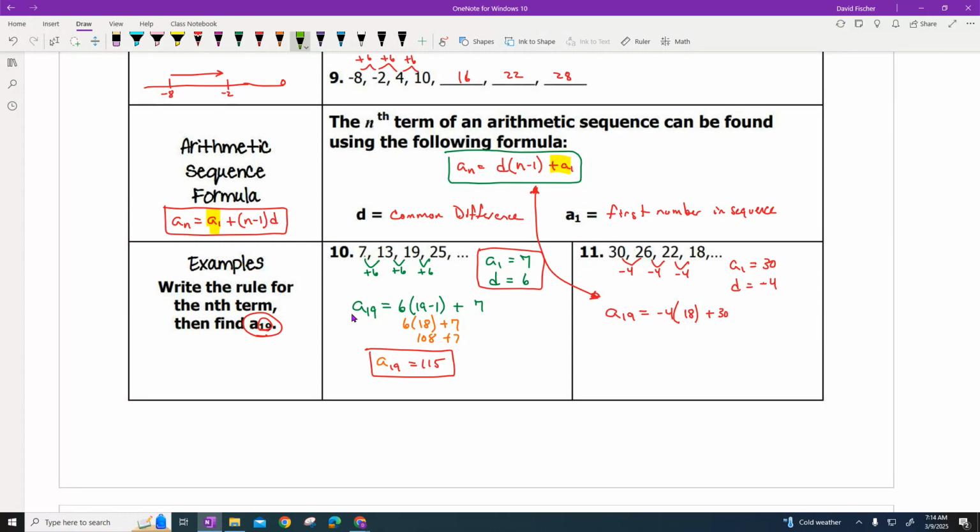All right, let's do this. Negative 4 times 18. Negative 72. I want to leave that in my calculator because I know I'm going to add 30 to it. A sub 19 equals negative 42. I don't know why my 4's always end up being a 9 there. All right, there we go.